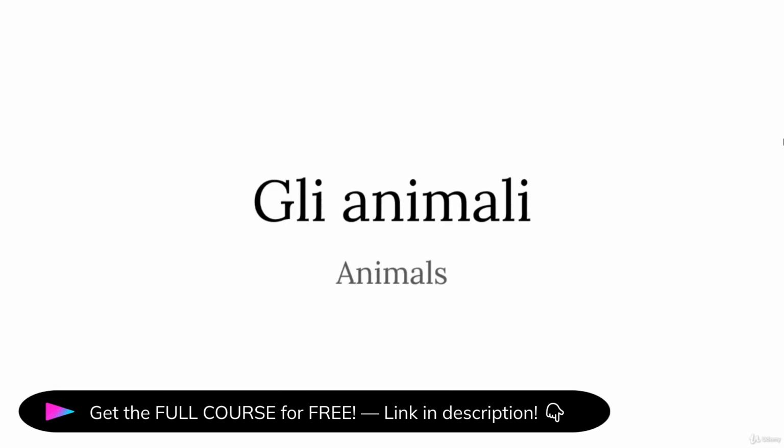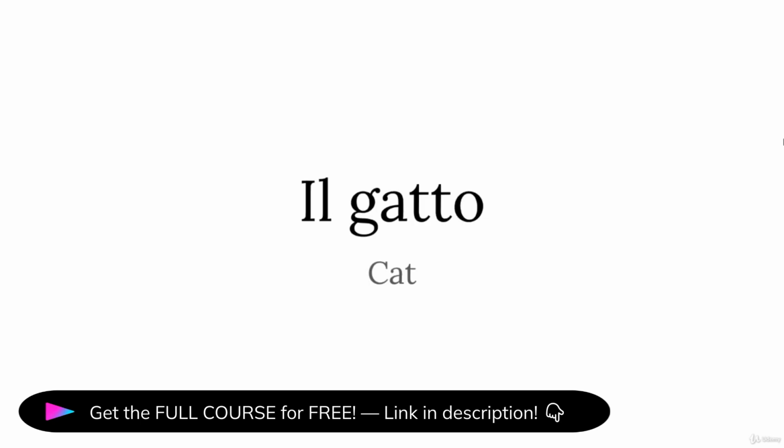So today's lesson is about animals. Gli animali. So we have never seen gli before. That's an article as well. It's plural and it's actually masculine. So it's used with masculine and plural words. Okay? So let's start with the cat. Il gatto.